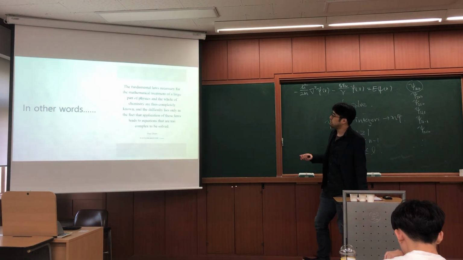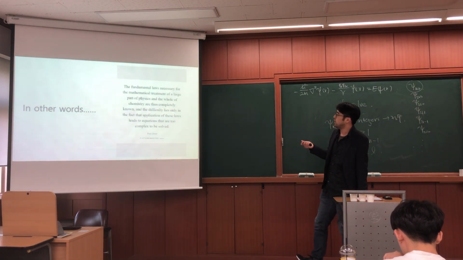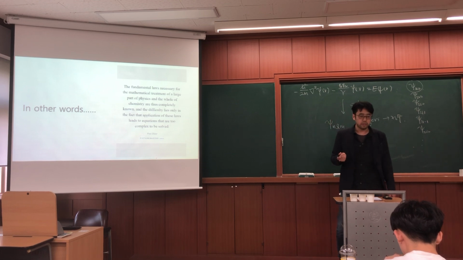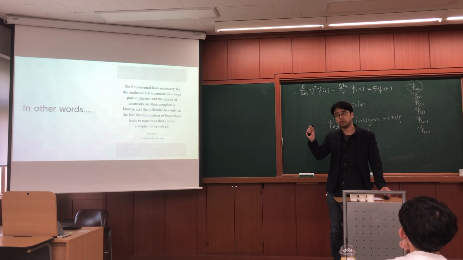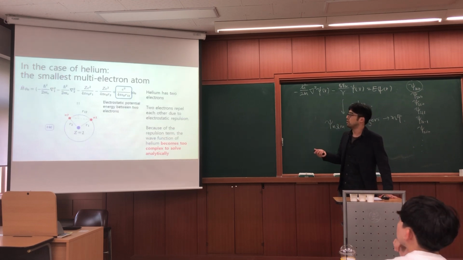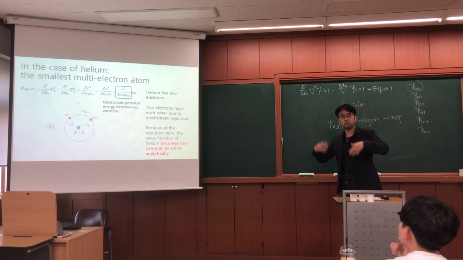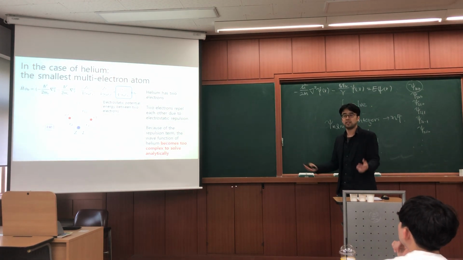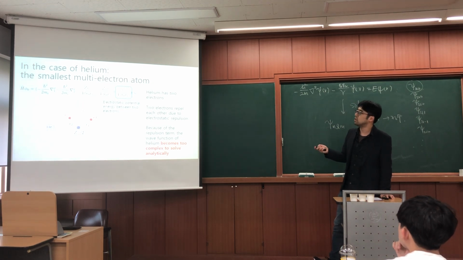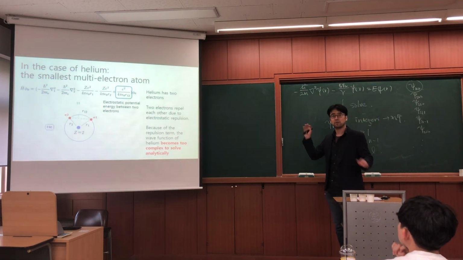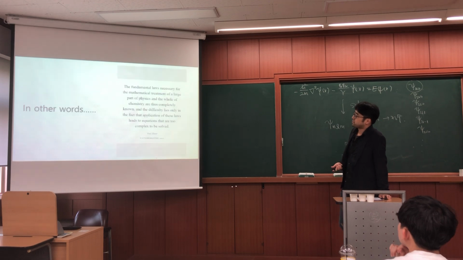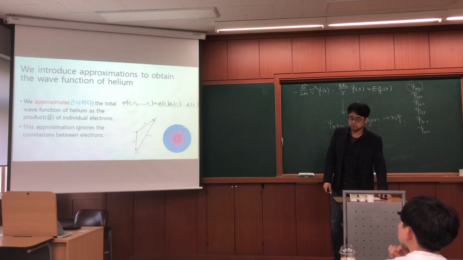But in reality, the difficulty lies only in the fact that application of these laws leads to equations that are too complex to be solved. So we know how to write down the equations. If we solve this, then we know everything about molecules, or everything about chemistry. But the problem is that this is too complex to solve, so humans cannot solve this. So how can we solve it?